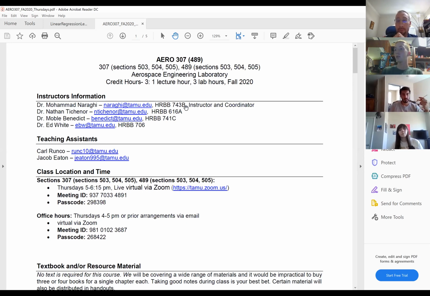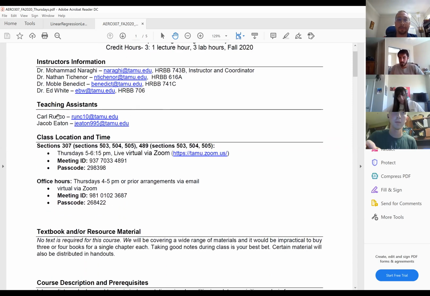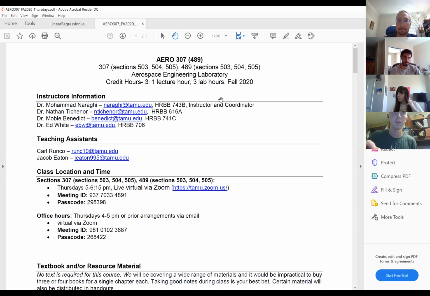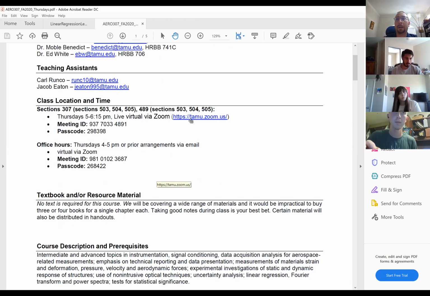I am the instructor and coordinator of this course, and I'll be teaching it with three of my colleagues. I'll tell you in a minute how the breakdown of the instruction is going to be. You have two TAs who run the labs, and this particular syllabus is for the lecture times that are on Thursdays.